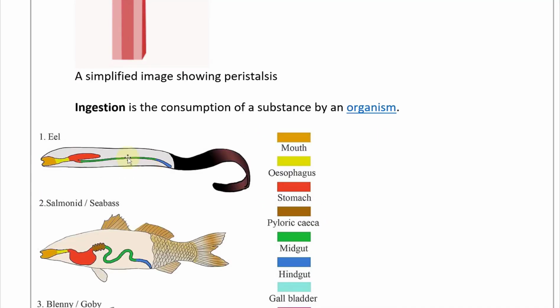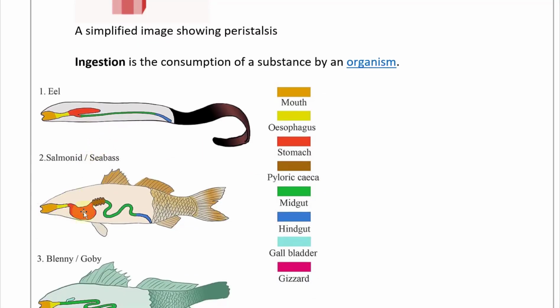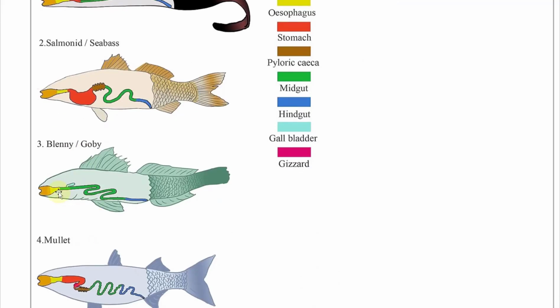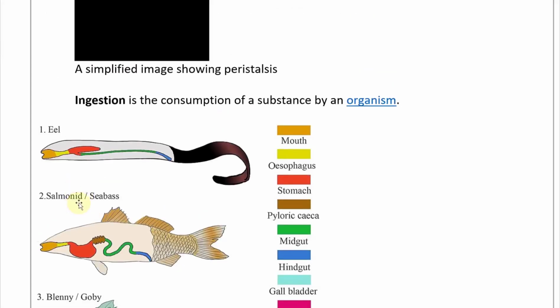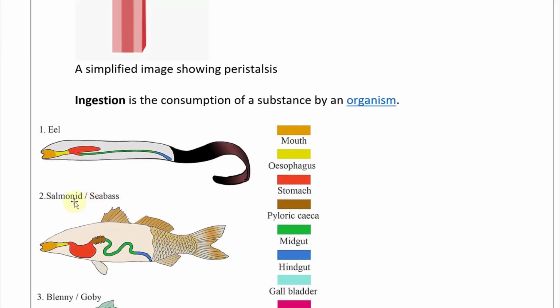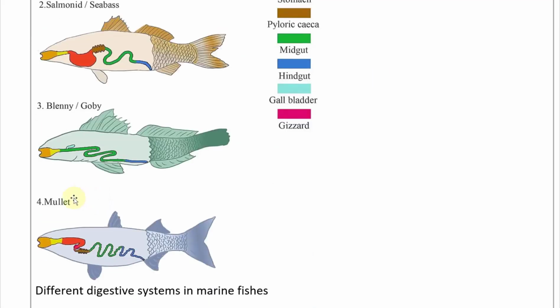Then you have the stomach. This one has a stomach, the eel, the elongated one. There's a big one over there. And this one doesn't have a stomach. This is a blenny or goby. This is a salmonid, or salmon and sea bass. And this is a mullet.